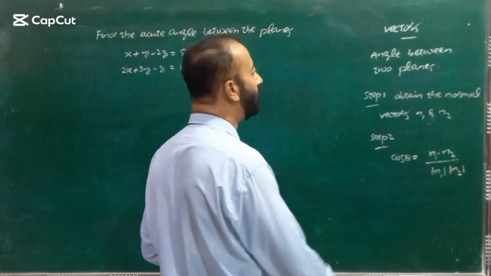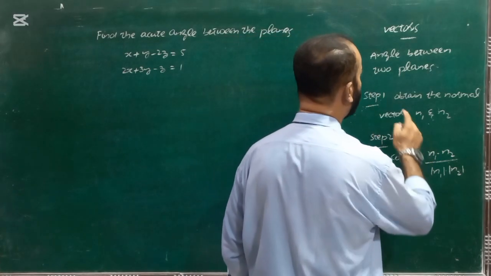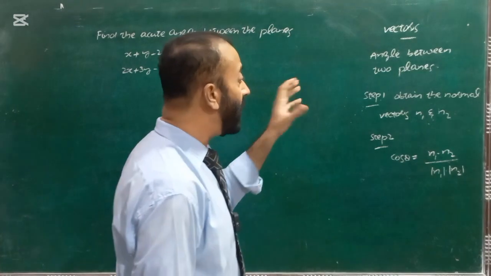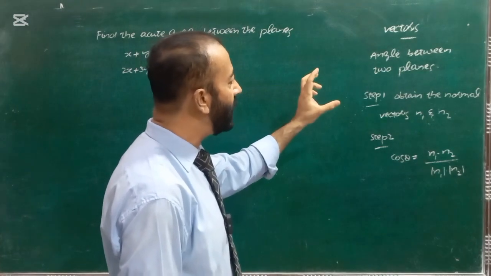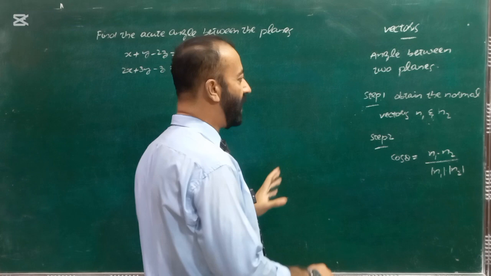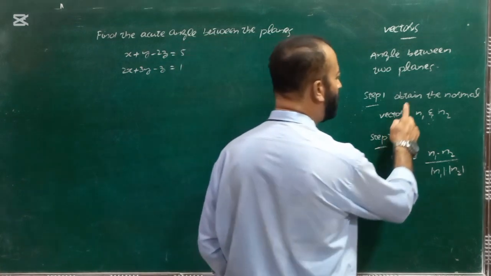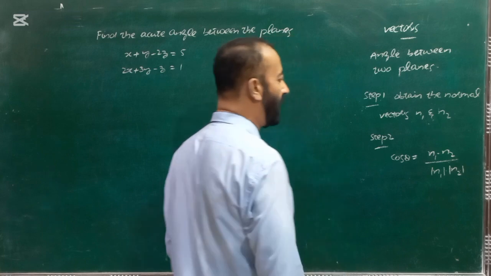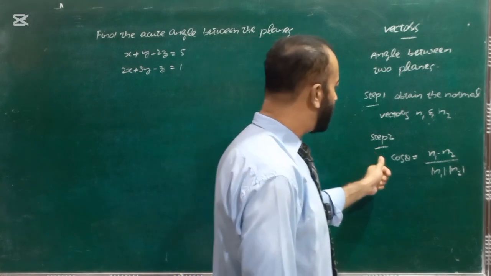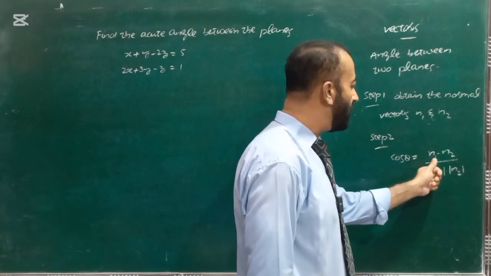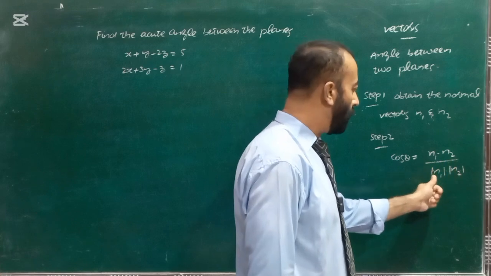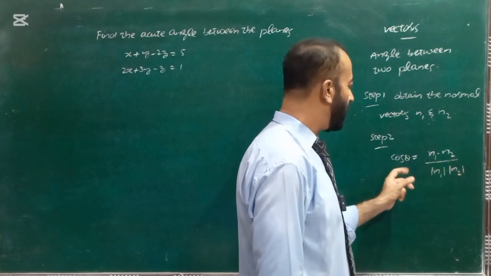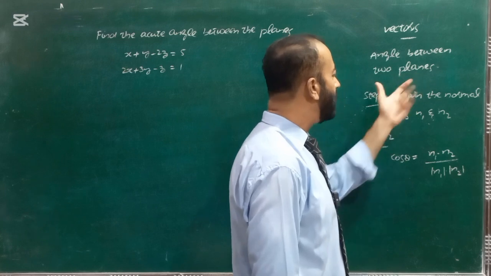The next thing that we are going to read is the angle between two planes. The procedure: when two planes are given and we have to find the angle between them, the first step is to obtain the normal vectors n1 and n2 of these planes. The second step is cos theta equals n1 dot n2 over n1 magnitude into n2 magnitude. From there you will find the angle between the two planes.